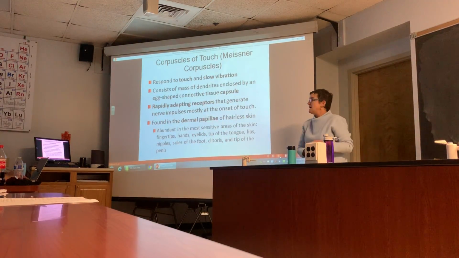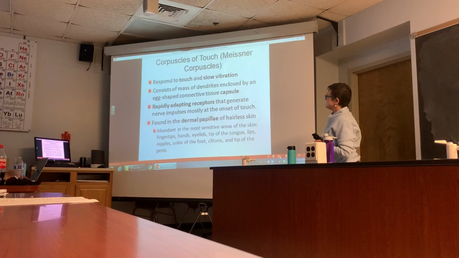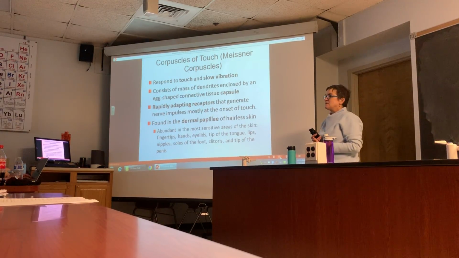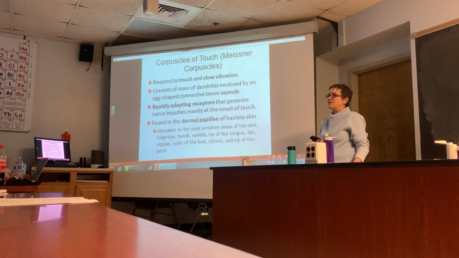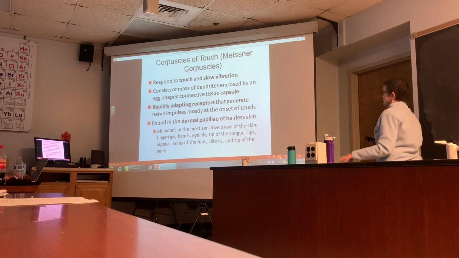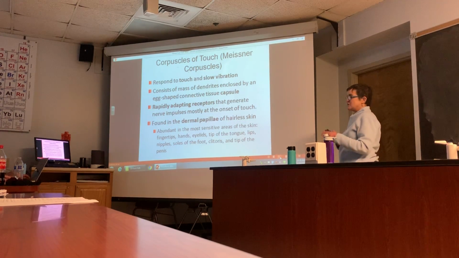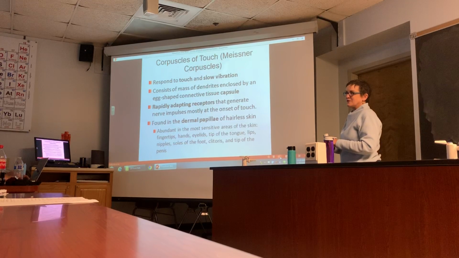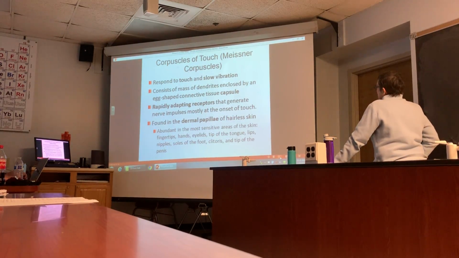All right, so let's look at the different kinds. Meissner's corpuscles are also called corpuscles of touch. They respond to light touch. They also respond to slow vibration, like if you put your hand on a vibrating car with the motor running. And they respond to light pressure, just barely touching the skin. So touch and pressure are almost the same thing, really. They have an egg-shaped connective tissue capsule around the dendrites, where the sensory receptors are. They are rapidly adapting.